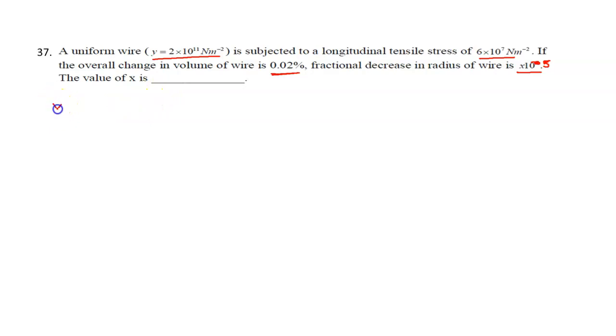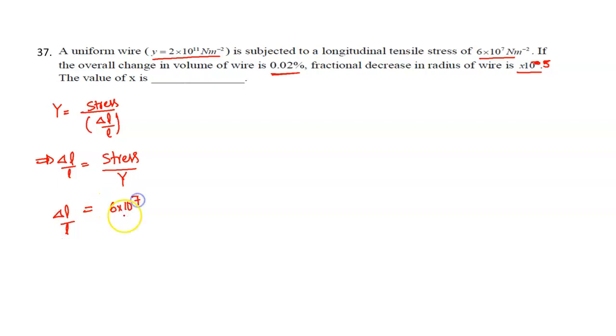So here we know that Young's modulus is nothing but longitudinal stress upon longitudinal strain. Strain we can write it as delta L by L. So here the longitudinal strain produced, delta L by L, is nothing but stress upon Young's modulus. Just substitute the values here. So delta L by L will be equals to, stress is 6 into 10 power 7 divided by Young's modulus 2 into 10 power 11. This will be 3 times and this will be 10 power minus 4. So this will be 3 into 10 power minus 4.